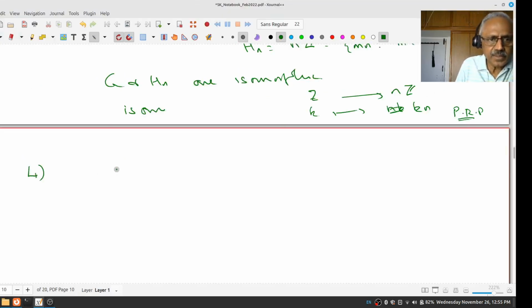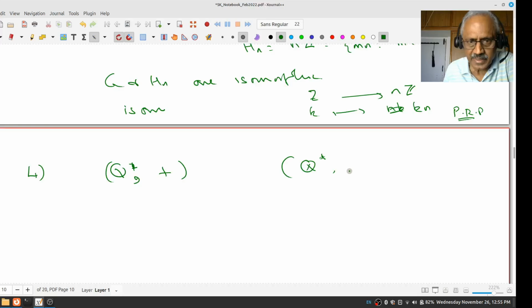How about Q under addition and Q star under multiplication? If you want positive or anything, I don't care. Are they isomorphic?